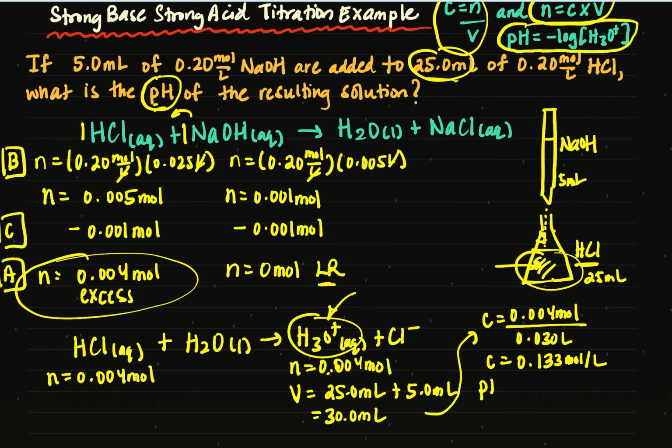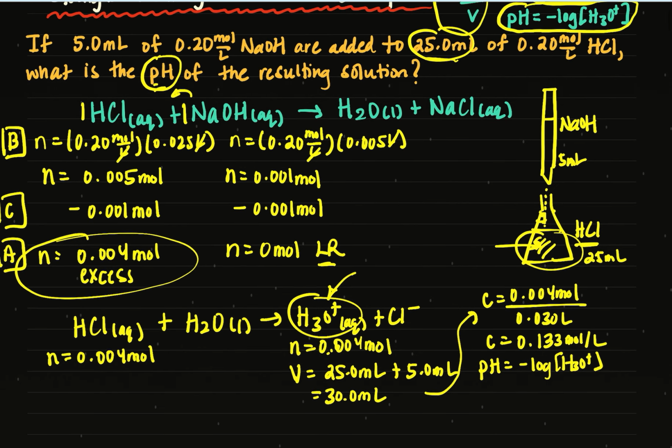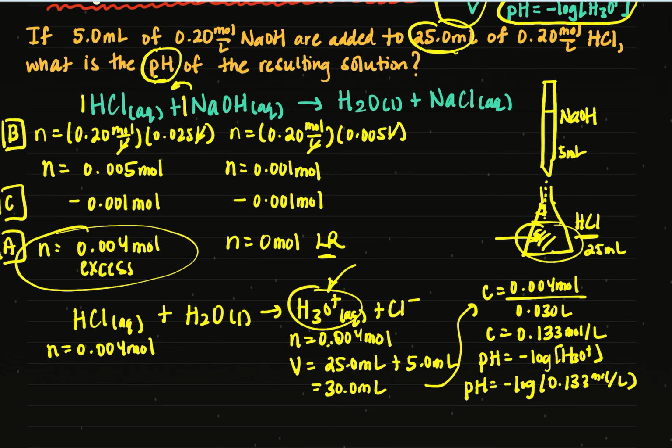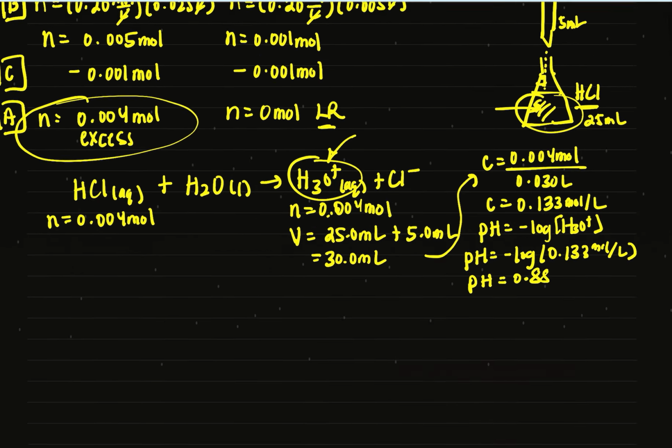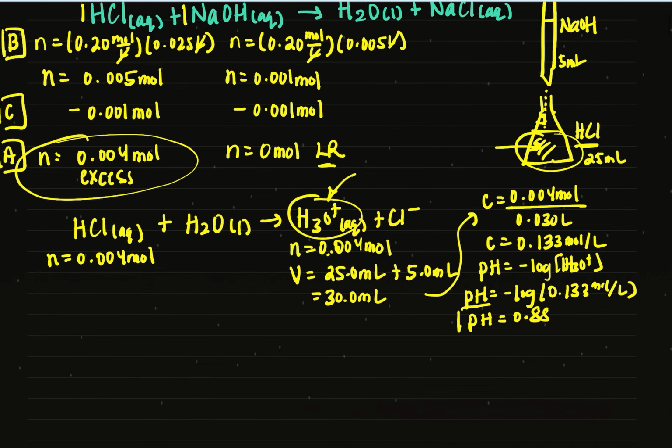So let's take the pH by taking the negative log of my hydronium concentration. Okay, so pH is the negative log of 0.1333 repeating moles per liter, and that will give me a pH value of 0.88. This is my final answer for this problem. And it does make sense because it reflects your excess acid.